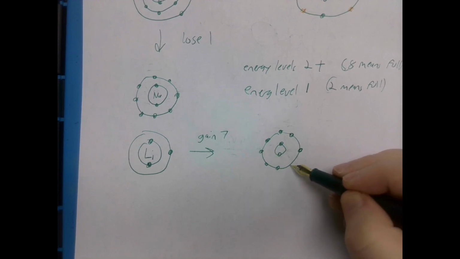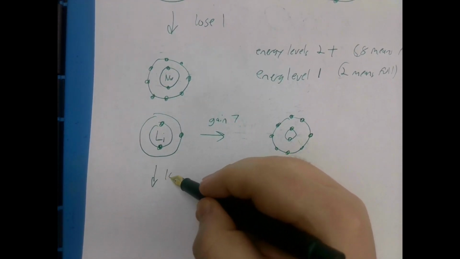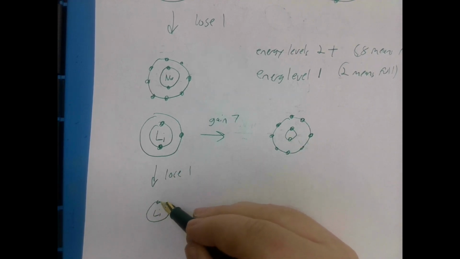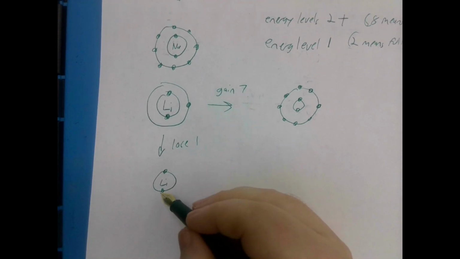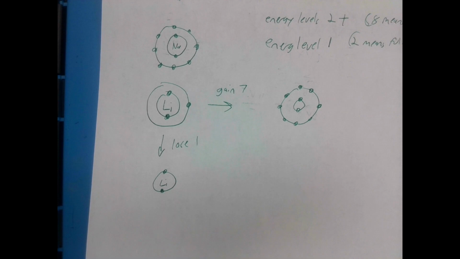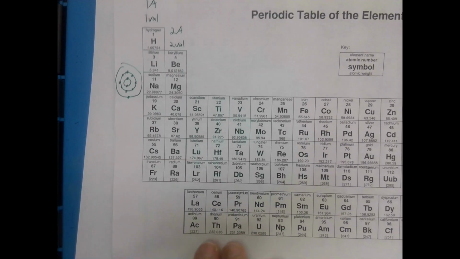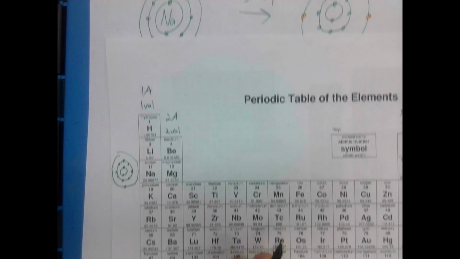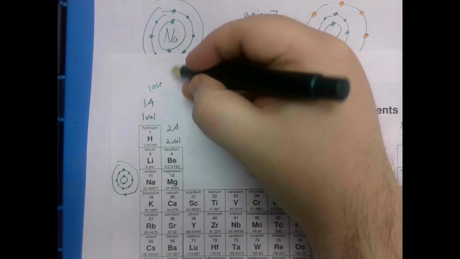and become this, or it can lose 1 and become this. Now we consider this one to be full even though it's 2 because the inner one's full at 2. What we're going to see is all of these metals, everything in this first group, are all going to want to lose 1 electron.